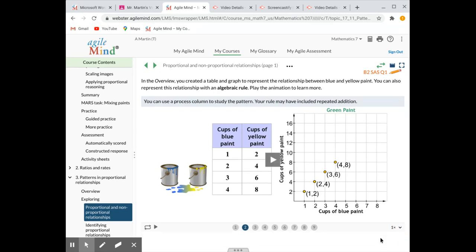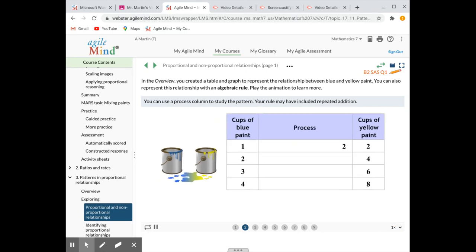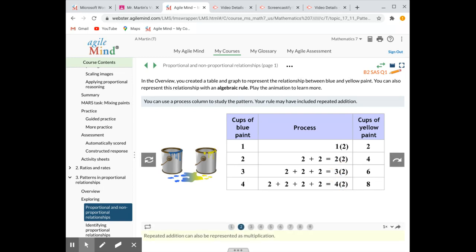So let's take a look at what happens. Oh, I get it. That's pretty interesting, huh? What does that say, Mr. Martin? So basically that's saying that repeated addition can also be represented as multiplication. And all this is showing us is exactly what Isamian and Halen said earlier, that however many cups of blue paint we have, we can multiply by 2. And that's what they're doing over here in this section. But they showed it by using repeated addition.